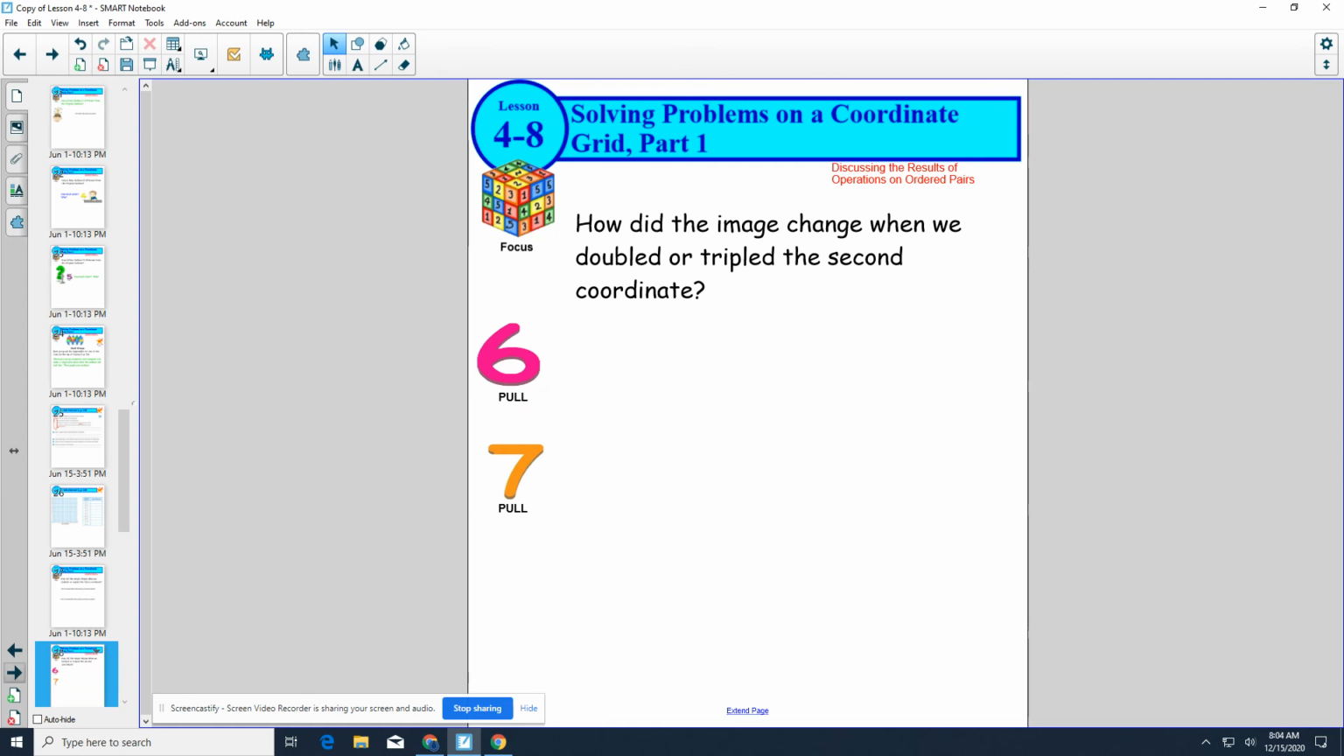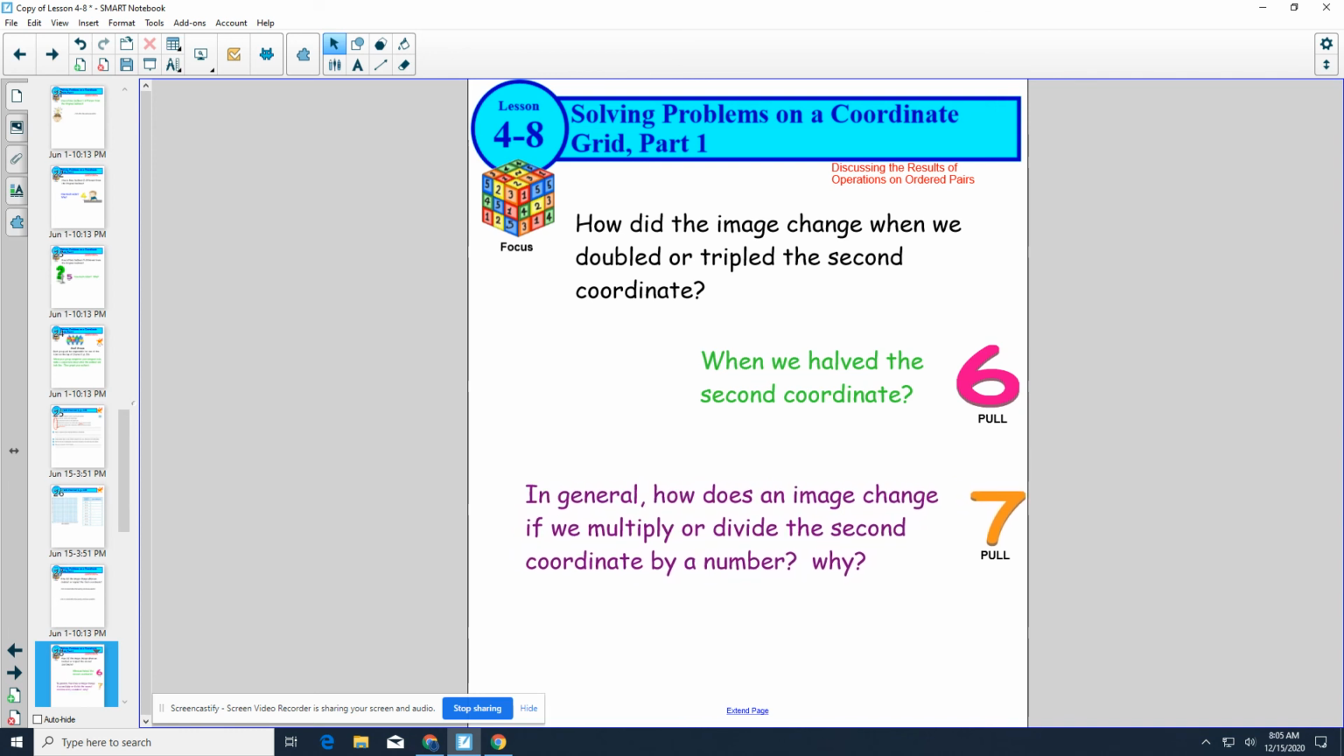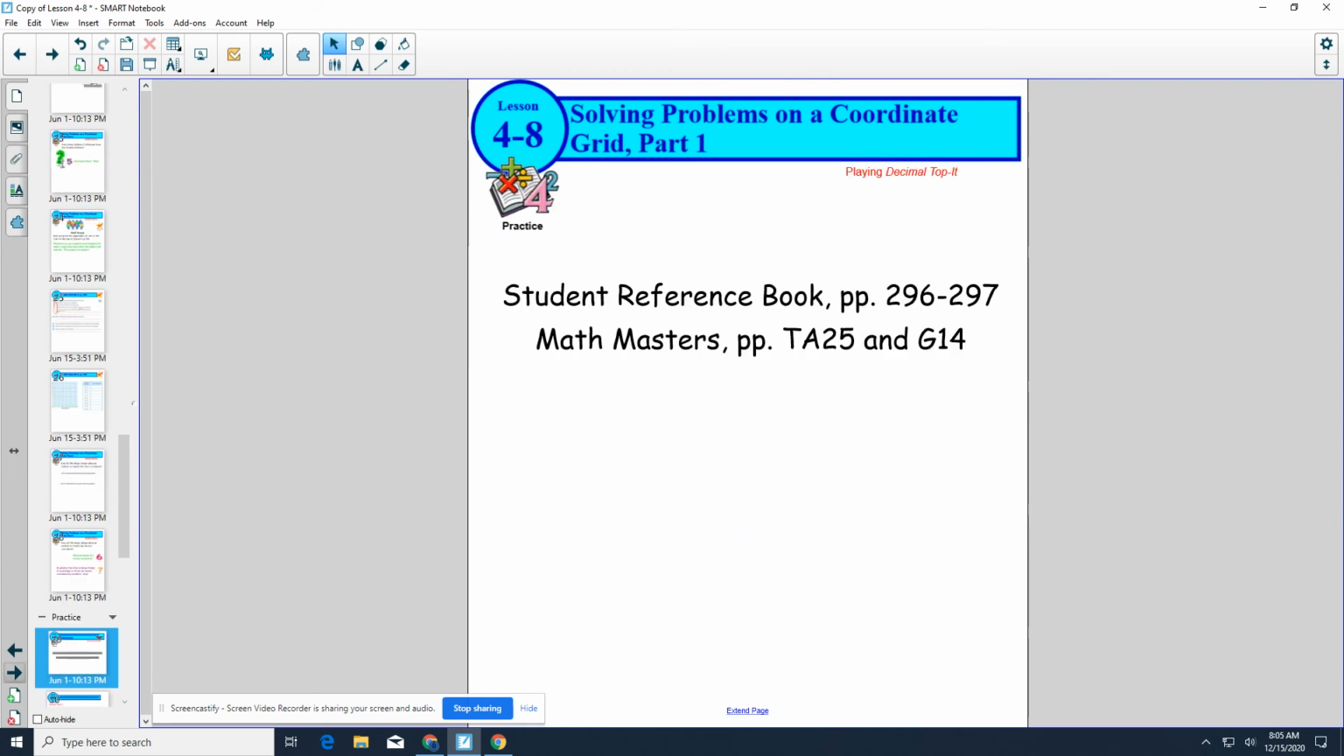How does the image change when we double or triple the second coordinate? So think about that. If we double or triple something, it's typically getting larger. So if the second one is the y, that's the height, it's going to be getting taller. But if I cut that in half, it's going to get shorter, right? So in general, does an image change if we multiply or divide the second coordinate by a number? So it changes the height, right? It would make it taller or shorter.